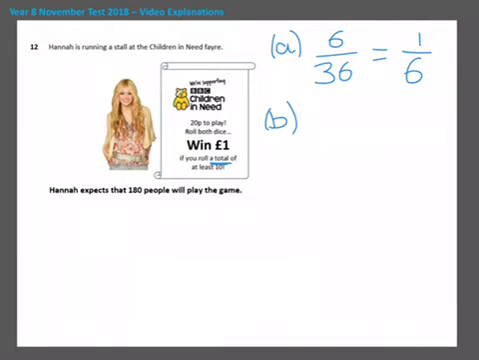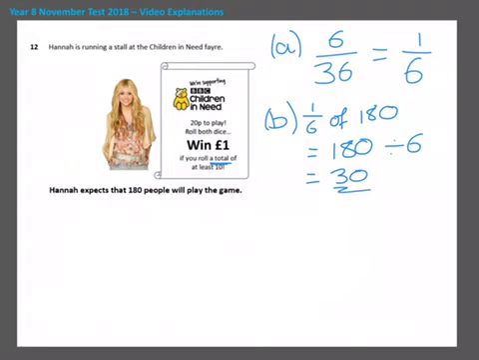Right, part B then says how many people would Hannah expect to win? So she's expecting 180 people to play, and we know from part A that 1/6 of the time we're expecting people to win. So we're going to do 1/6 of 180, which we can do by doing 180 divided by 6, and using a short division method that comes out as 30 people we would expect to win.